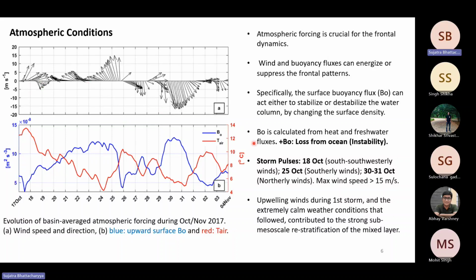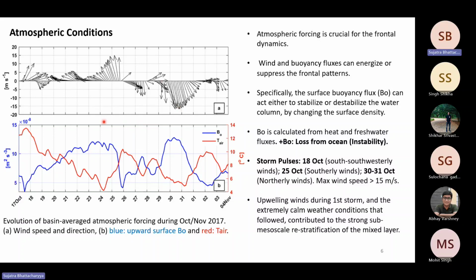Here they have identified nearly 3 pulses of storm events. First, nearly on 18th of October, with south and southeasterly winds. Then after that, there is calm weather for nearly a week. Afterwards, on 25th of October, they have the second charge of storm. Again, there is a nearly 5 days relaxation period. Then again there is a storm, northerly winds towards the southern side, for 2 days, 30th and 31st.